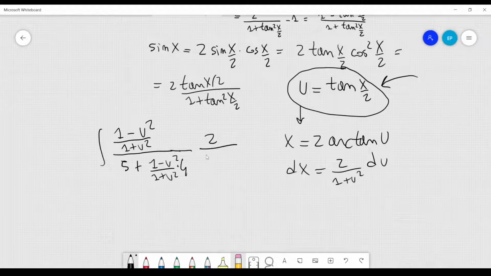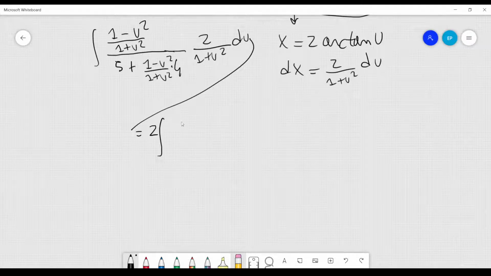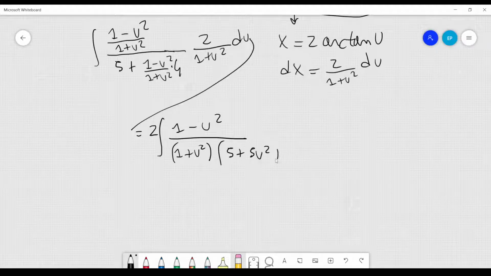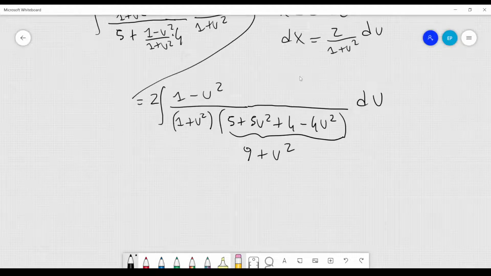So here we get 2 over 1 plus u squared du, and this integral here is equal to, we can rewrite it, it's the integral, we can factor out 2, of 1 minus u squared divided by 1 plus u squared, and this multiplies 5 plus 5u squared plus 4 minus 4u squared. So this is 9 plus u squared, and then here we have du. We can try to rewrite this like this.